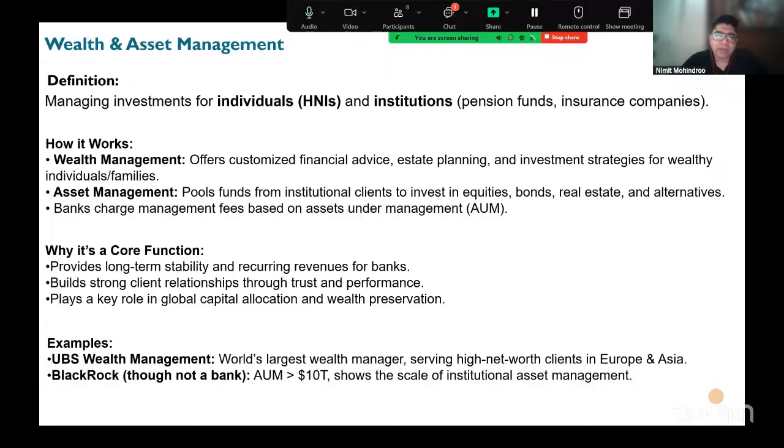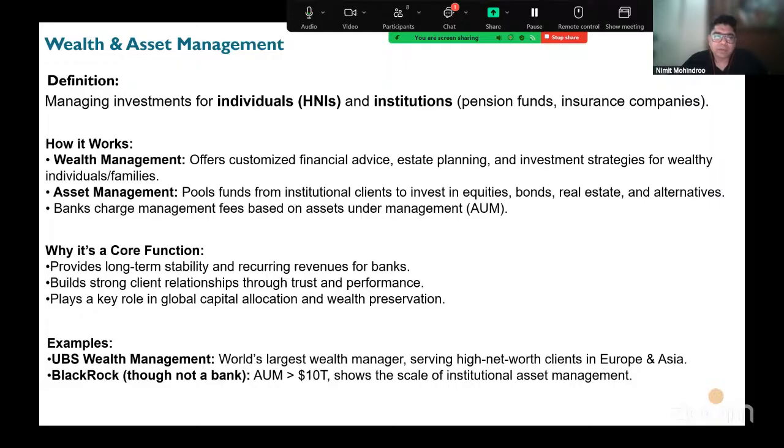Many times we have seen that institutional clients have invested heavily into the stock market, and when they pull the money, it affects the market badly, right? So all this comes under this. Banks charge a management fee based on assets under management, AUM, right? We also check AUM whenever we are considering any mutual fund or any small cases, whatever funds are available. So we also check AUM for that, right?